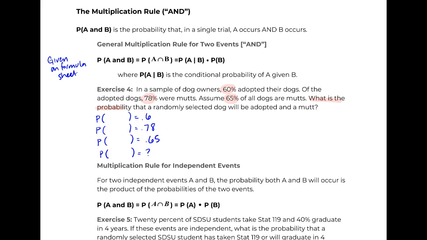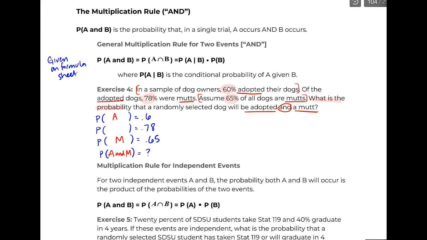All right, so you should be coming back. The way I would do this is I'd read through the whole thing first and be on the lookout for those events. So it becomes clear that we have adopted and mutt, right? These are the things that we're going on and on about. Okay, adopted and mutt. And we can see some keywords. We have "and" right here, so this one was easy. We could go up. 65%, nothing about adopted in this entire sentence, right? So that 65% is fairly easy. Same thing with that first sentence, nothing about being mutts or not, so just 60% is adopted.